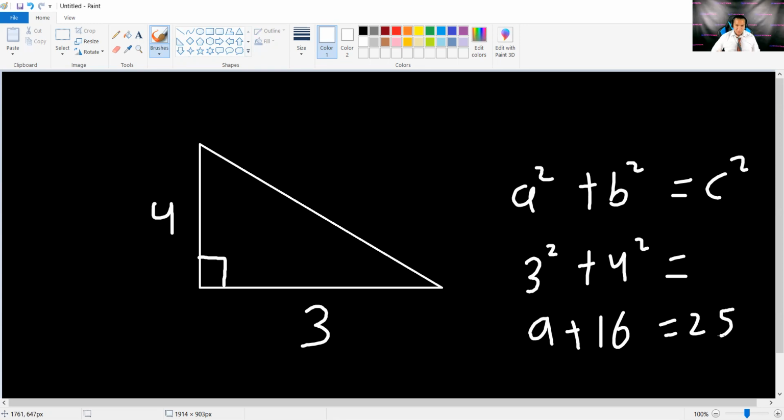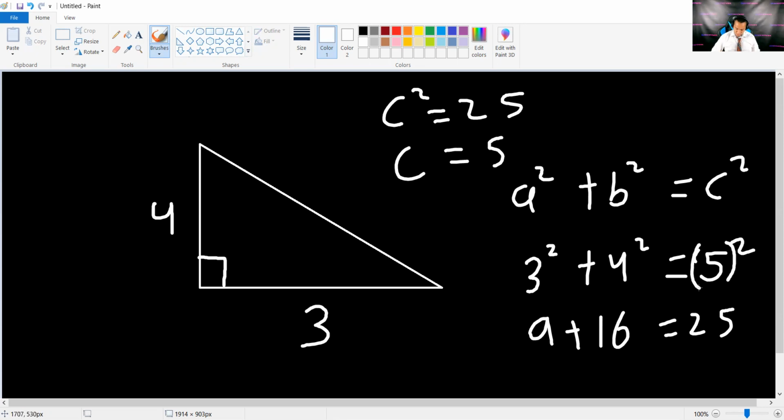But this is c squared. So c squared equals 25. Therefore, c must be 5. So this is why we have 5 squared here.